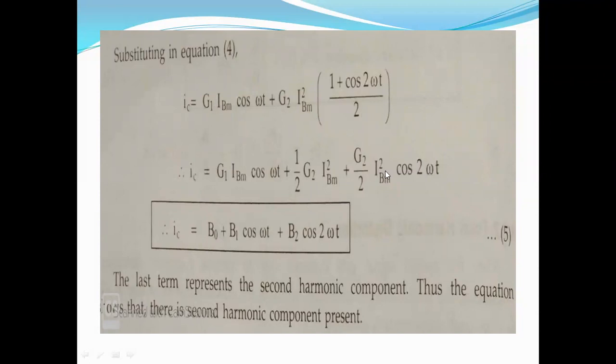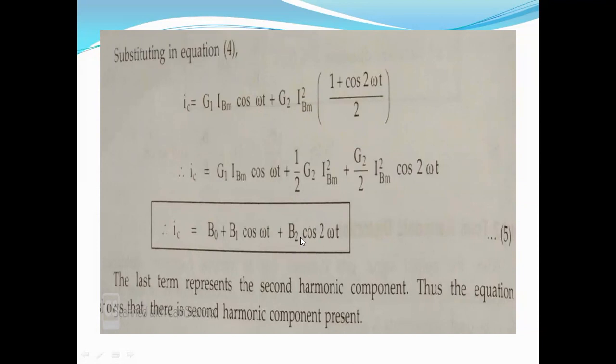Just we are simplifying this equation. This equation can also be written as IC is equal to B0 plus B1 cos omega t plus B2 cos 2 omega t, where B0 is this term, half G2 IBM square, and B1 cos omega t is this term, G1 IBM cos omega t, where B1 is G1 into IBM. Next, B2 cos 2 omega t is this term, G2 by 2 IBM square cos 2 omega t, where B2 is G2 by 2 into IBM square.